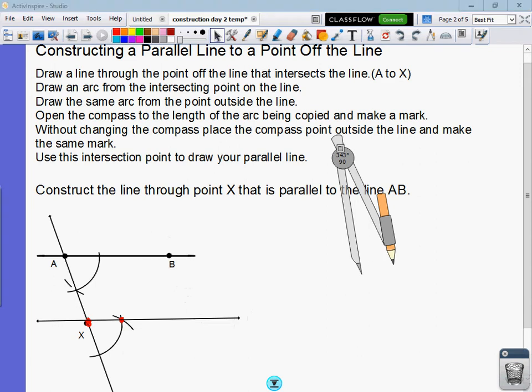Does anybody know why they would be parallel? The angles are correct. But why? What type of angles are those? They're corresponding angles, and if corresponding angles are congruent, then the lines have to be parallel to each other. So again, even doing the construction, we're tying back in that last chapter that we learned. Pretty good?